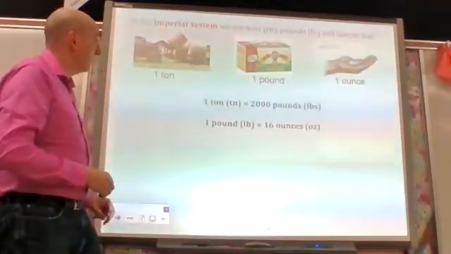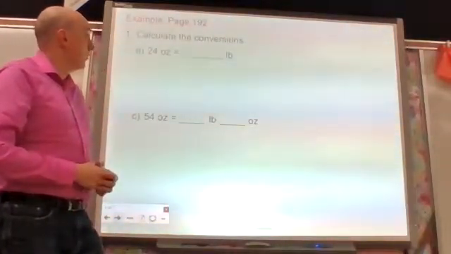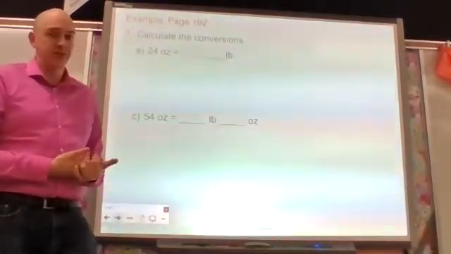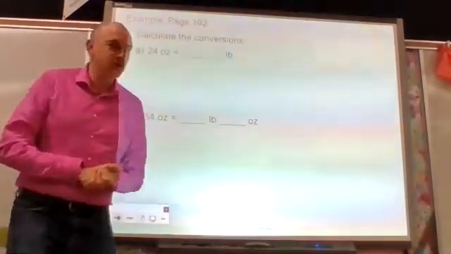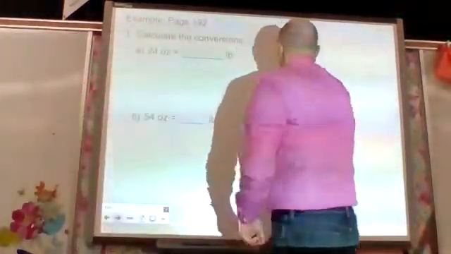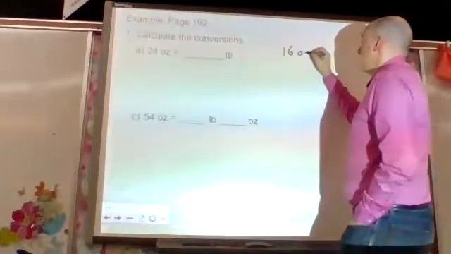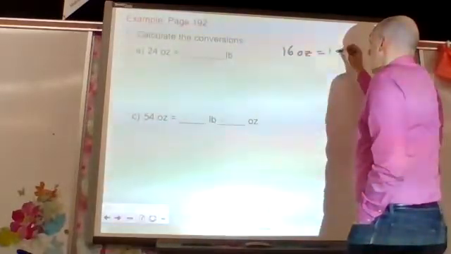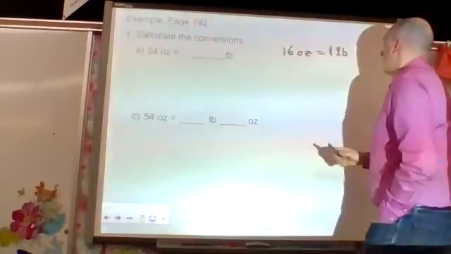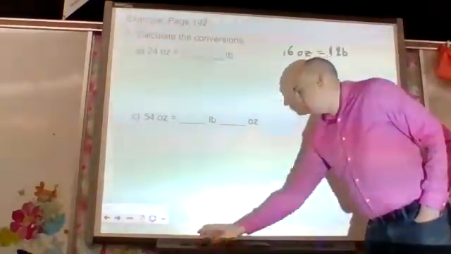Let's go forward. All right, so here are some example questions. 24 ounces, how many pounds is that? I told you we had to remember that. There are 16 ounces in 1 pound.